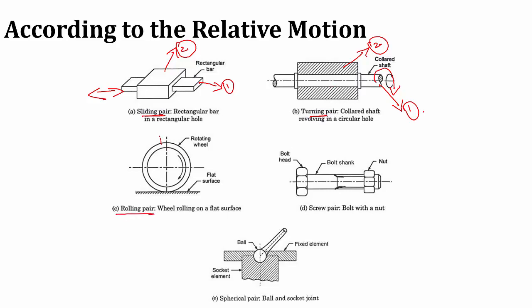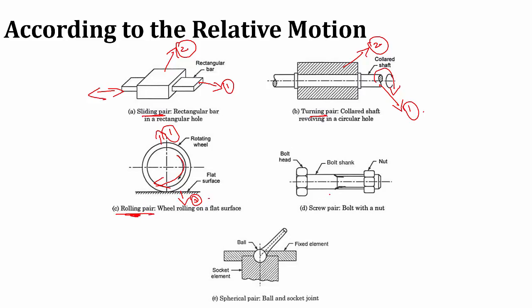So the roller is link 1 and the foundation is link 2. The roller is rolling over the foundation. So that is why it is called a rolling pair. Pair in the sense it is a joint, so it is a rolling joint or rolling pair.